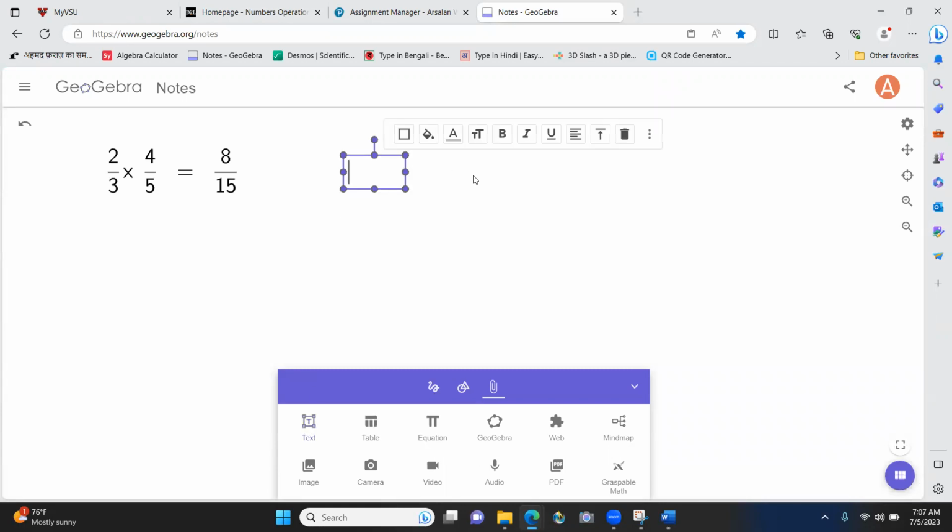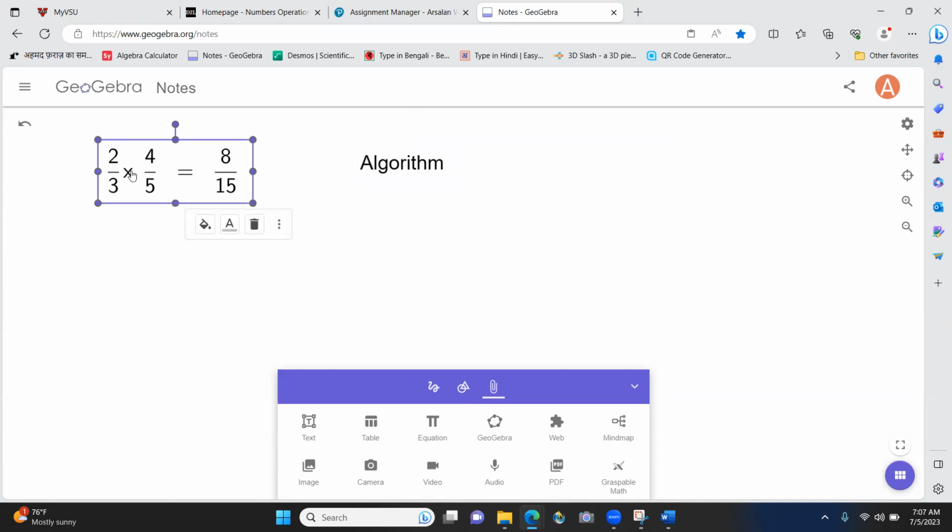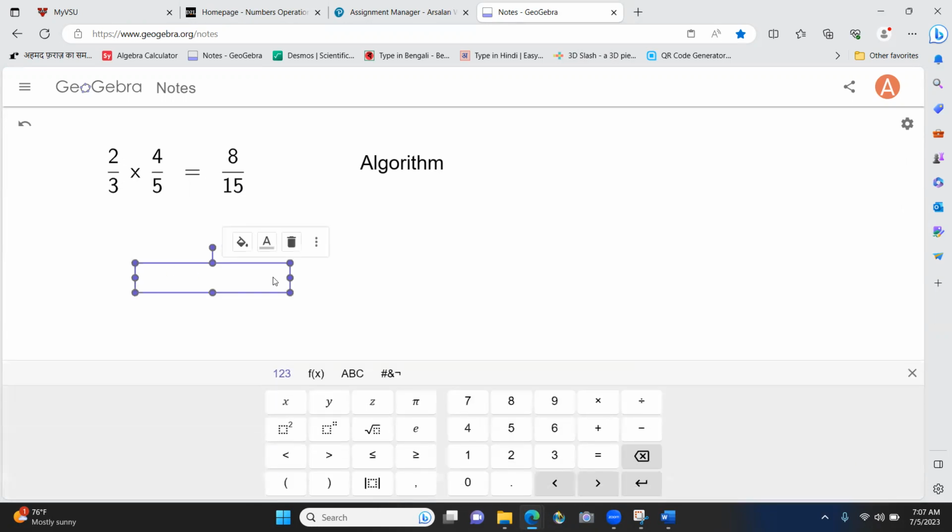What's an algorithm? You're going to hear it a little bit from me. An algorithm is a step-by-step rule that allows you to get to the right answer if implemented correctly, of course, right? How do we divide a fraction by another fraction? Let's say I want to divide 2/3 by 4/5, the same two numbers. Now, I can't really write the division sign properly here.